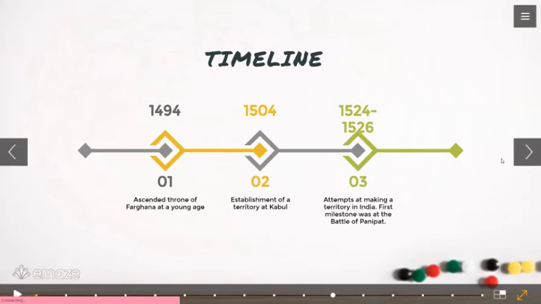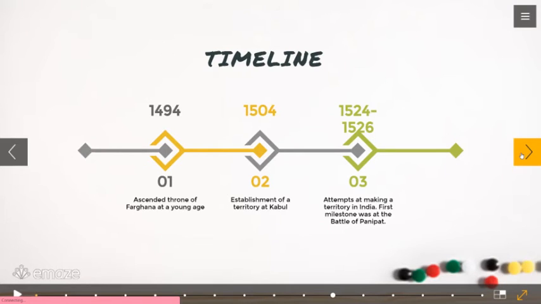We recall those 5 points, but let's just take a quick time. Just take a look at this timeline so that we can remember the points quickly before we proceed, or we'll forget those points by the time we proceed. Okay, 1494, Babur ascends the throne.